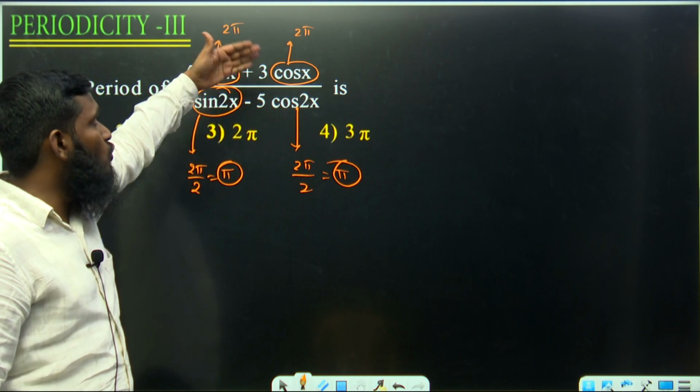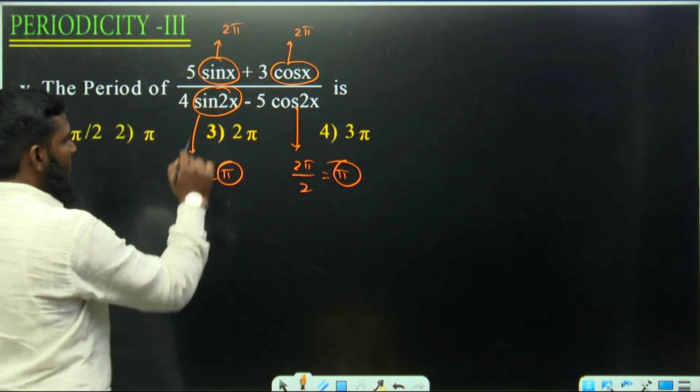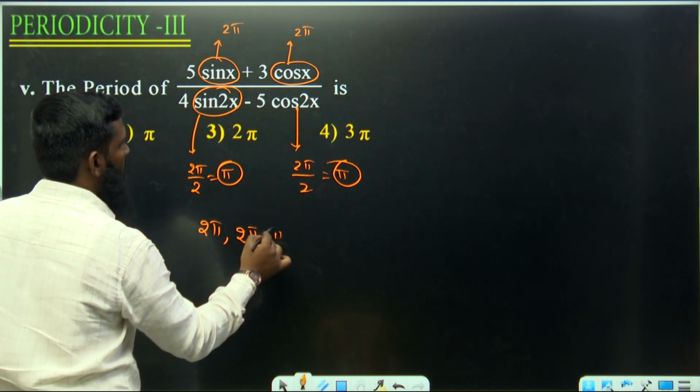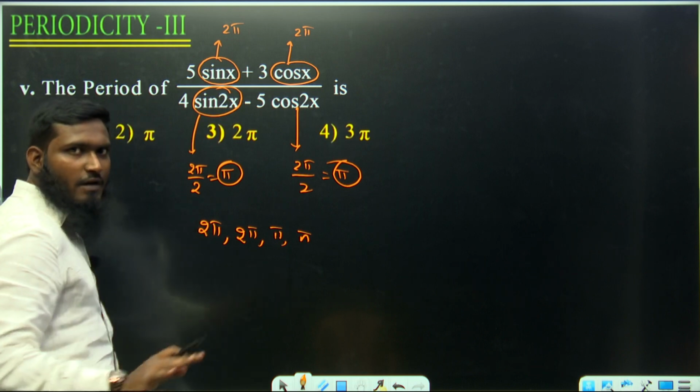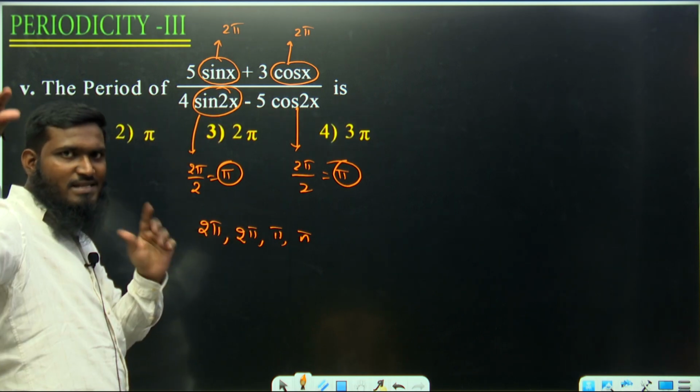Now don't write this 2 pi in the numerator and this pi in the denominator. Directly we have tried. How many answers did we get? 2 pi, 2 pi, pi, pi. Like this we have written. No need to write in numerator and denominator. How many periods are we getting? We are writing them in a single line itself.